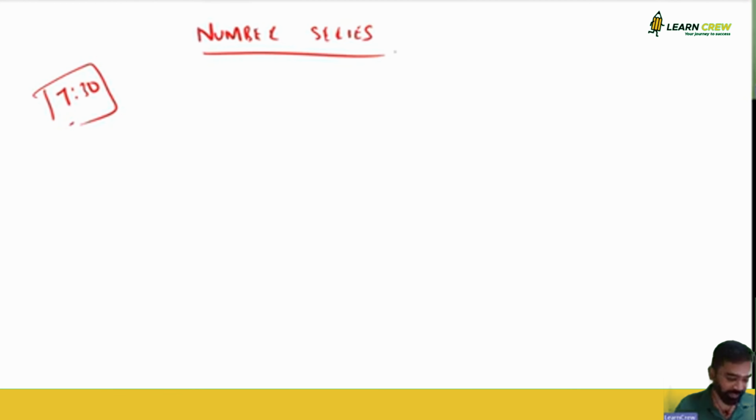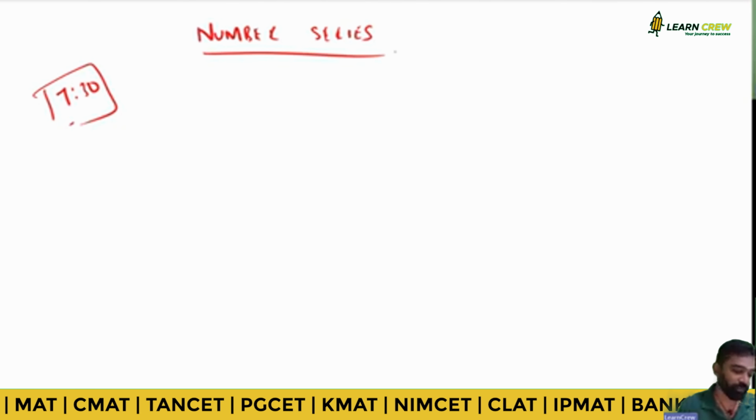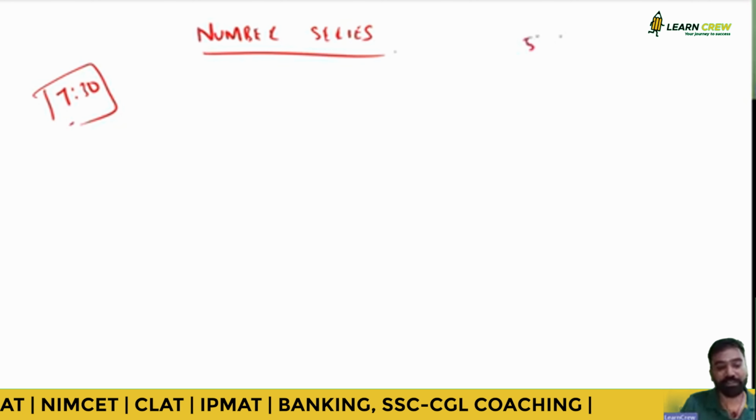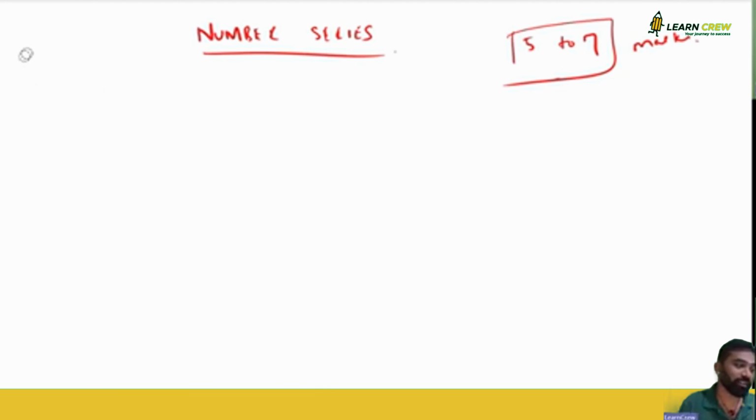Okay, today's topic is one of the interesting and easy ones, but most of you get confused. It is easy to score 5 to 7 marks, whatever the entrance exam may be. But here we do not understand the pattern, and most of the time we spend a lot of time just identifying what the pattern itself is.